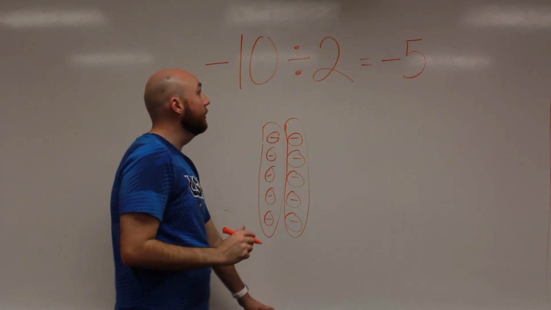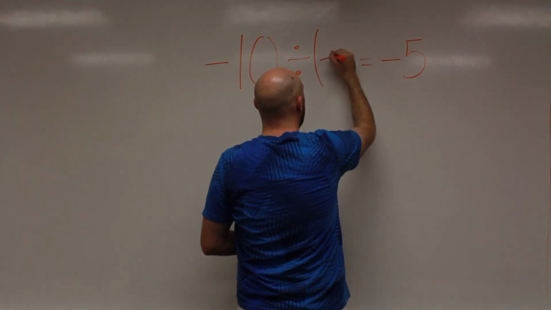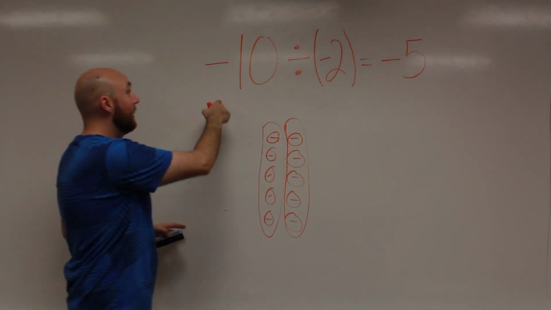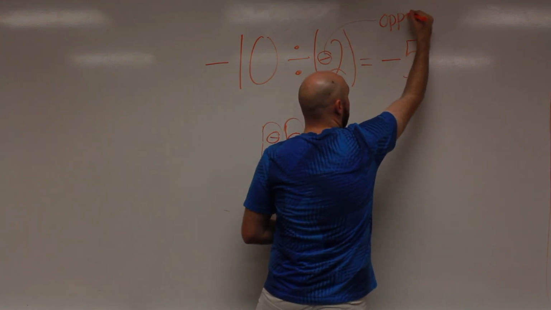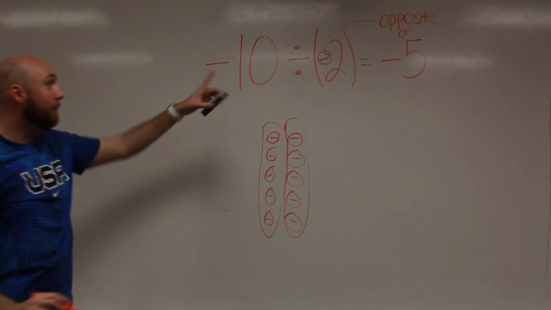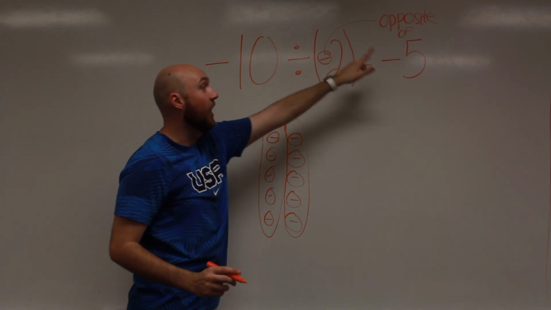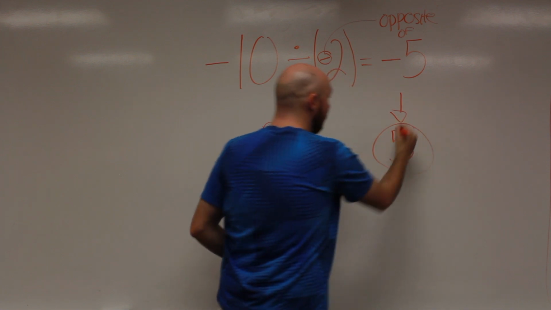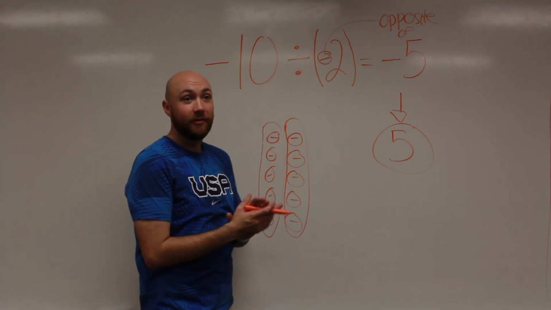Again, if both of these were negative, so instead of doing -10 divided by 2, we're going to do -10 divided by -2. All right? We have -10 divided by the opposite of -5. Okay? So we already did -10 divided by 2. What is the opposite of -5? It would be +5. So if both of the numbers are negative, our answer would be +5.